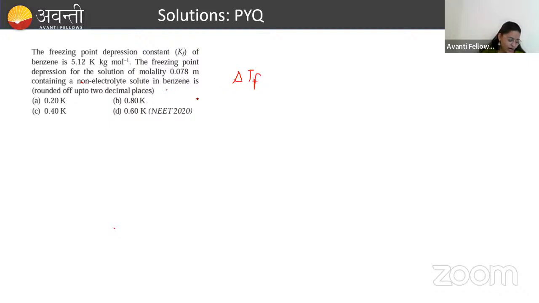Okay, what is the formula? Delta TF is equal to KF into M. And what is KF? That is a constant जो दिया हुआ है. Molality भी हम लोगों को दी हुई है. Just calculation करो, आपको आंसर मिल जाएगा.